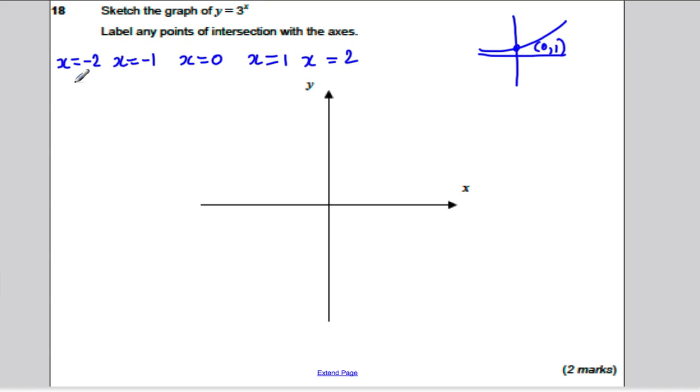3 to the power of minus 2, you type it in your calculator, is a ninth. 3 to the power of minus 1 is a third. 3 to the power of 0, anything to the 0 is 1. 3 to the 1 is 3, and 3 to the 2 is 9. So you can see that at 0, the y value is 1. At 1, the y value is 3. At 2, the y value is 9. And over here, at minus 1, the y value is a third. And at minus 2, the y value is a ninth. So you can see we're getting the pattern I mentioned on the board, like this. It looks something like this, and you must state it goes through the point 0, 1.